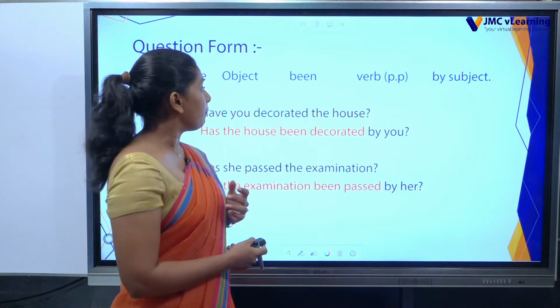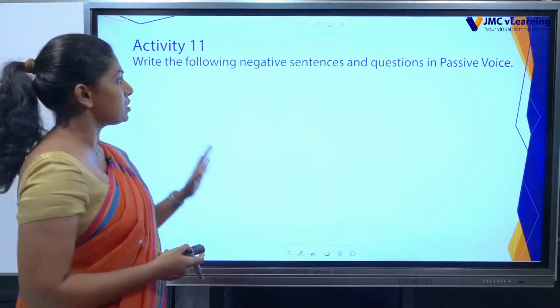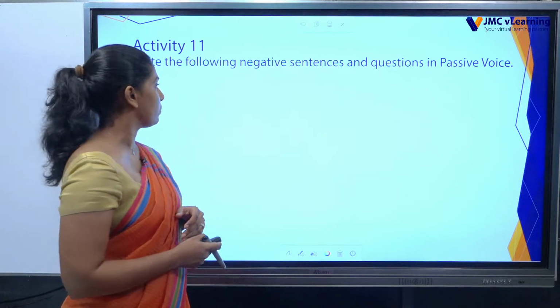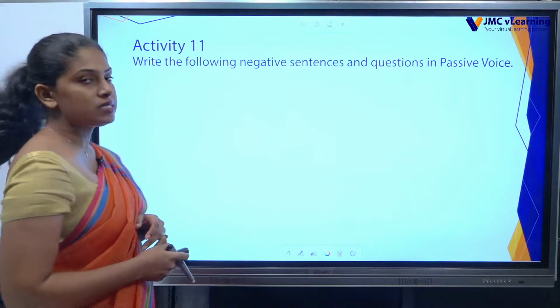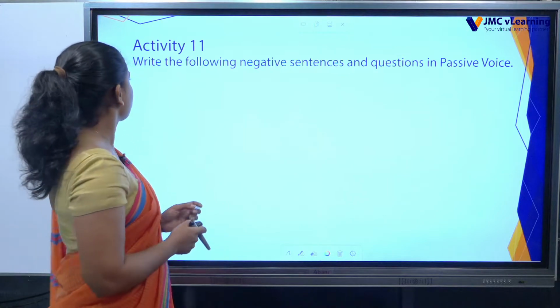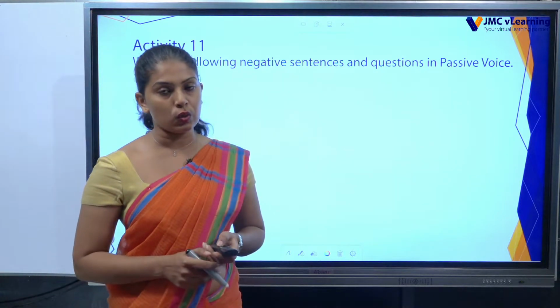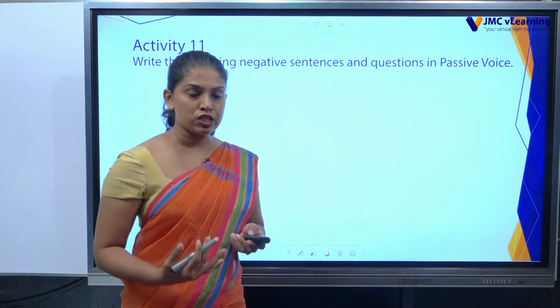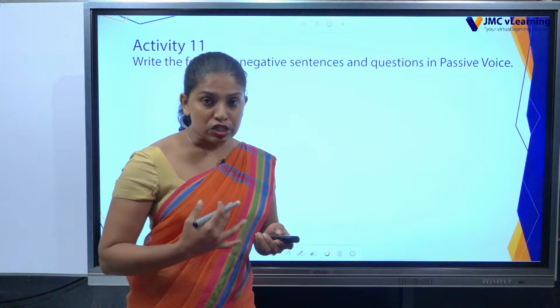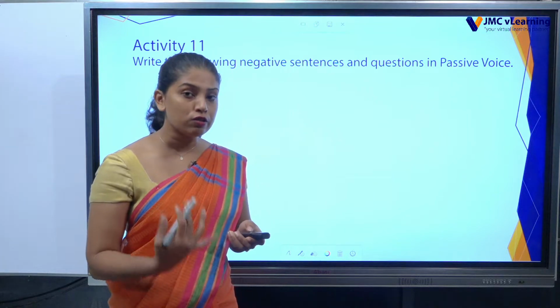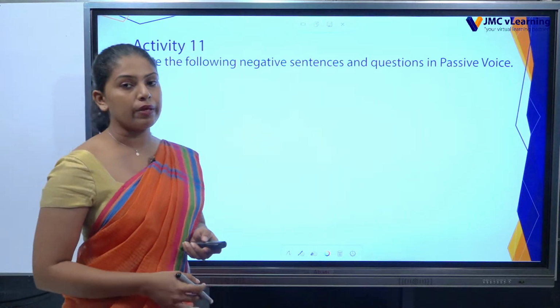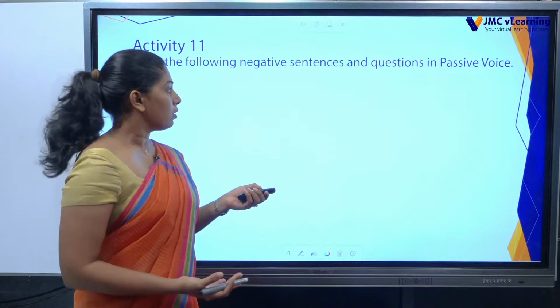And let's apply these things into this activity and try to get more ideas about that. This is activity 11 what we are going to do. Write the following negative sentences and questions in passive voice. So the questions and the negatives are given in active voice form. What you have to do is convert them into passive voice.